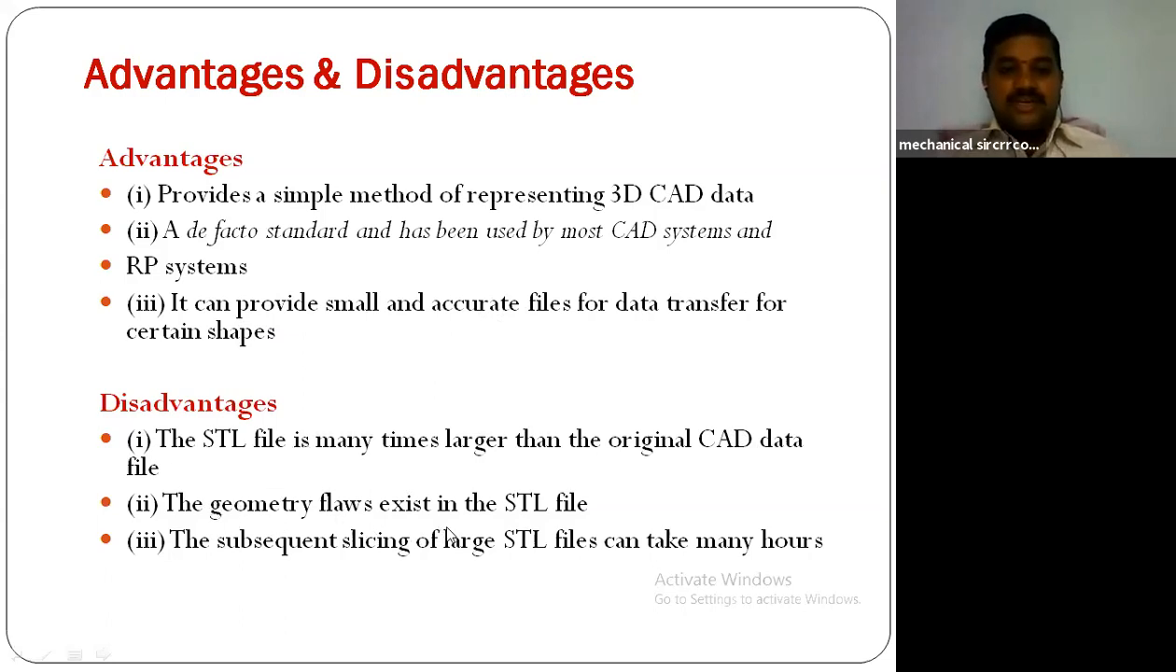The geometry flaw exists in the STL file. Flaws are defects in the file. Subsequent slicing of large STL files can take many hours. Slicing is one of the sequence of operations in 3D printing. So slicing of large STL files takes many hours, that means a long time duration.